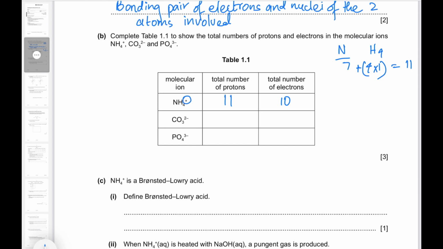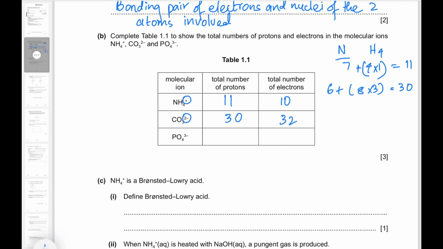Moving on to the carbonate ion, you would add up the proton number of carbon, which is 6, and then to that you would add 3 oxygen atoms, so that would be 8 multiplied by 3. This is 30. Since you've got a charge of -2, that means there are 2 more electrons in this ion than protons, which would make that 32.